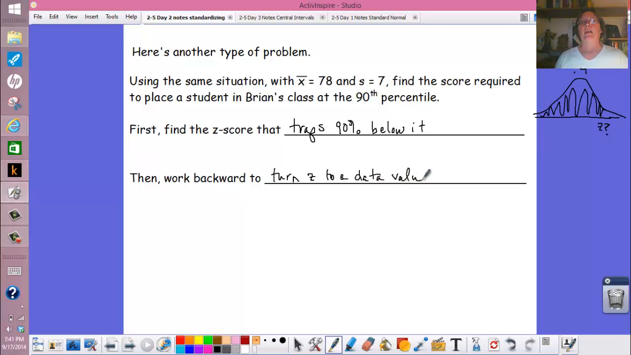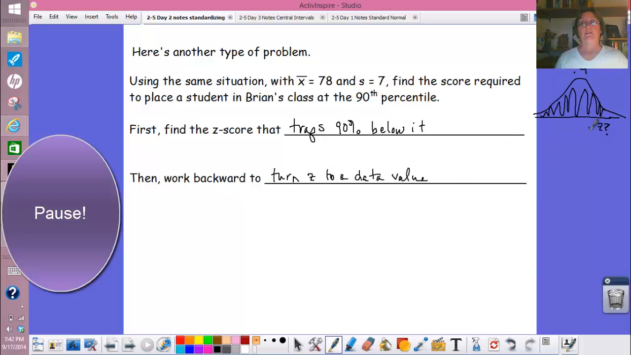All right, I know that you've been thinking about this already. Our table tells us the probability that we land below some z-score. So what we have to do is look in the body of the table. We want to get as close to 90% as we can, 0.90. Find that z-score and turn it into a data value. Will you pause the video and try that?